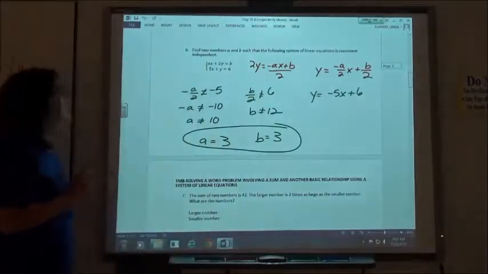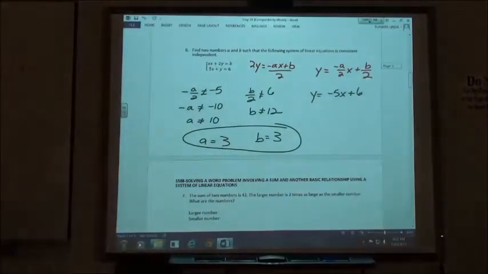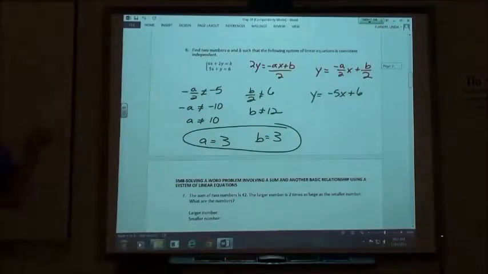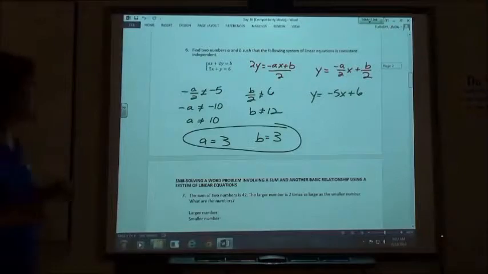So, consistent, dependent, they're both the same. Consistent, independent, they're both different. And inconsistent, the slope is the same, but the y-intercept is different.